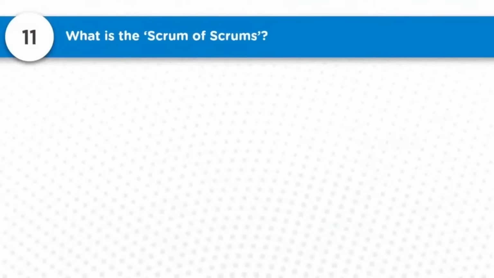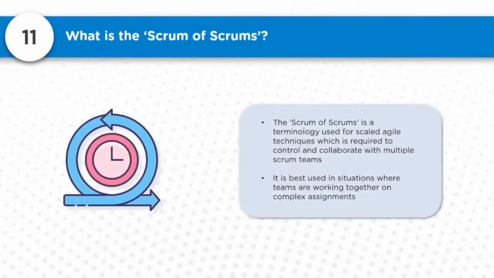So next question, what is Scrum of Scrums? Now Scrum of Scrums is a terminology used for scaled agile techniques which is required to control and collaborate with multiple Scrum teams. So when will we come across the need for collaborating between multiple Scrum teams? These are the scenarios where the organization has a complex structure, where you may need to handle them all together for accomplishing the common objective for the business. Various Scrum teams you would have. So Scrum of Scrums helps in terms of better collaboration and better control.